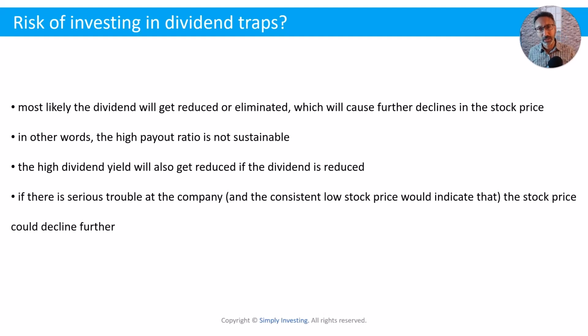Why would you put your money at risk in a stock at 0% when you can put it in a bank account, a term deposit? At least the money's guaranteed by the bank or the government in case of a government bond, and you could make something higher than 0%. So this causes a further decline in the price when the dividend is reduced or eliminated. In other words, the high payout ratio is not sustainable, like we saw in the example with Allstate, where the payout ratio is over 100%. And obviously, the yield is going to come down if the dividend is reduced.